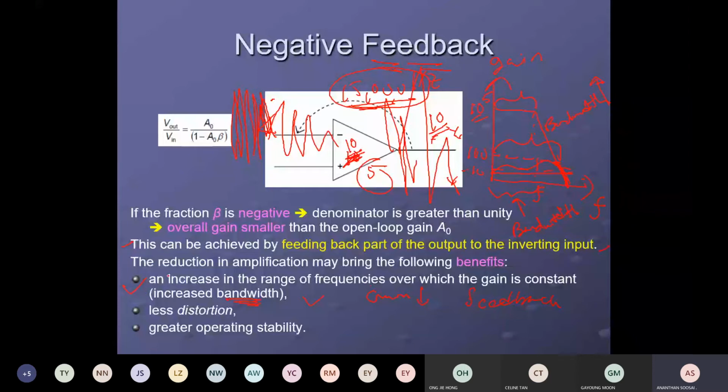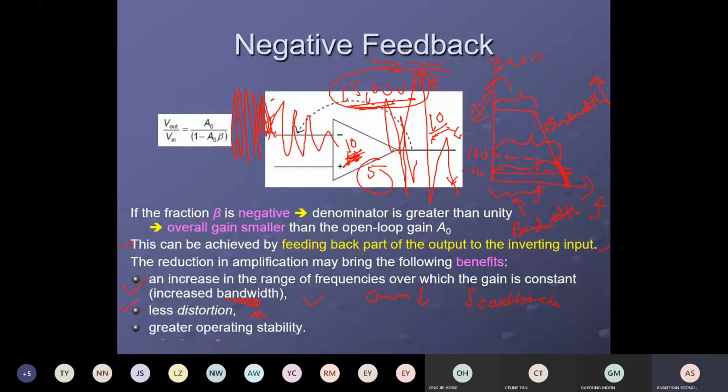Any question about the first one? Okay, next benefit we get by doing feedback is less distortion. What is meant by less distortion? As I said just now, the opera singer, if he raises the frequency to 50,000 hertz, the gain suddenly dropped to 5. Suddenly the sound, which is quite loud by 10 times, suddenly dropped to 5 times. So it's a distortion to the audience. So if you increase the bandwidth, it's less distortion.